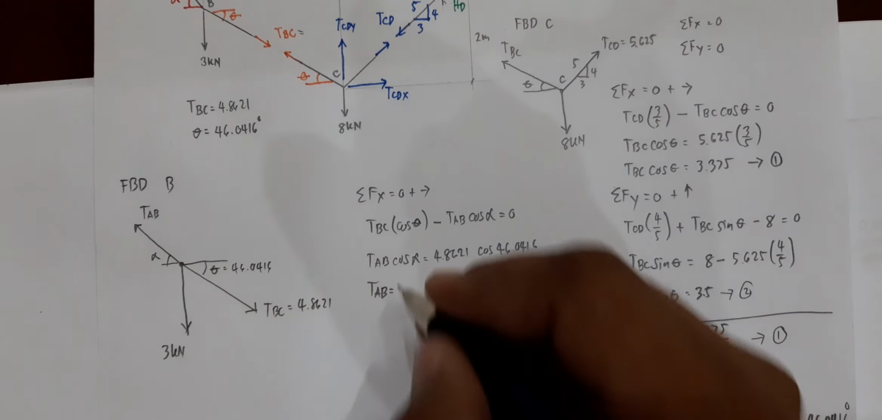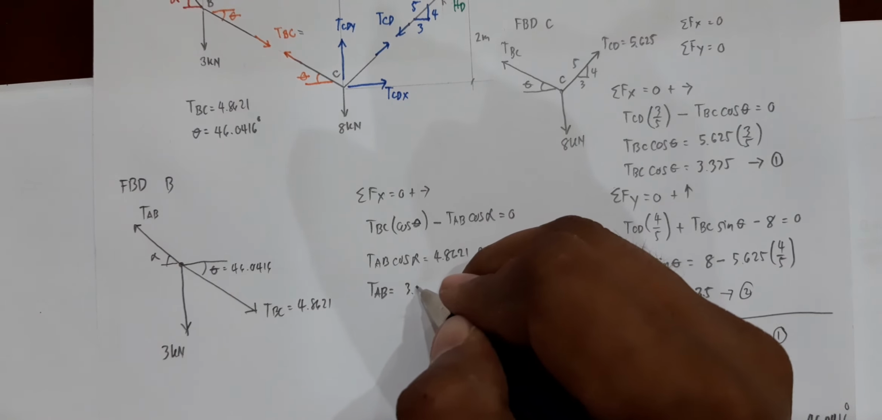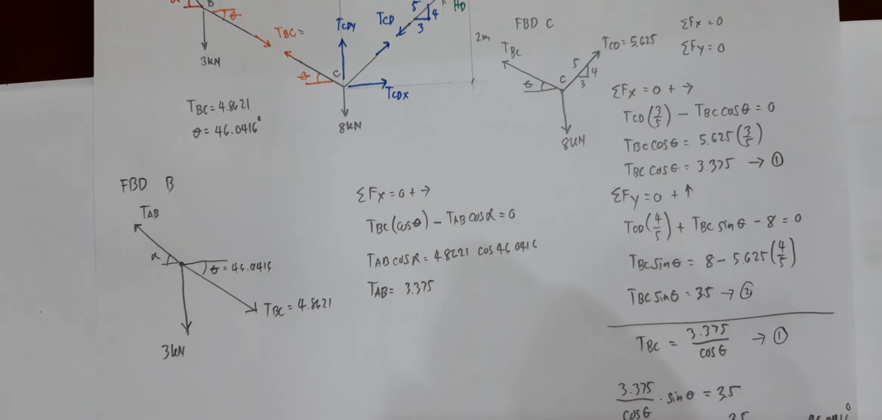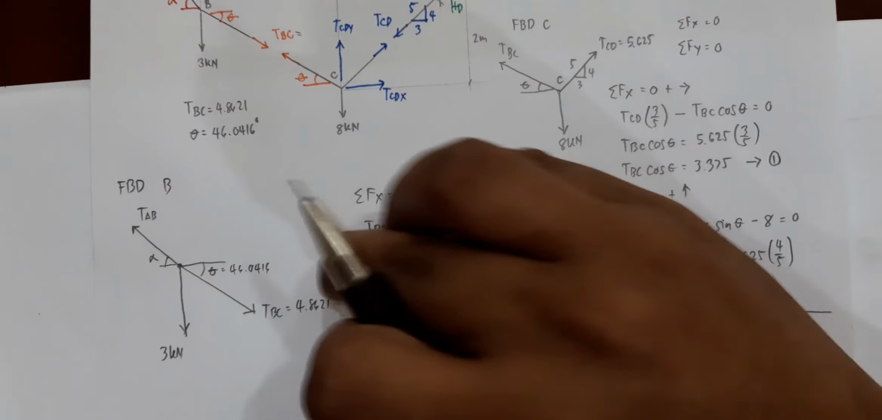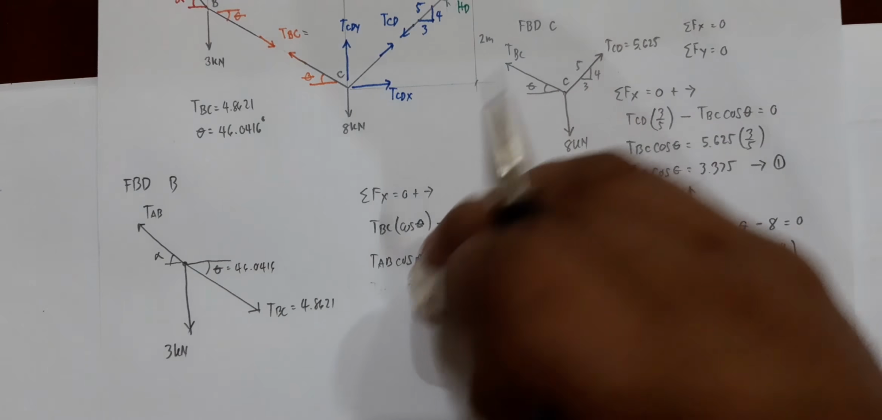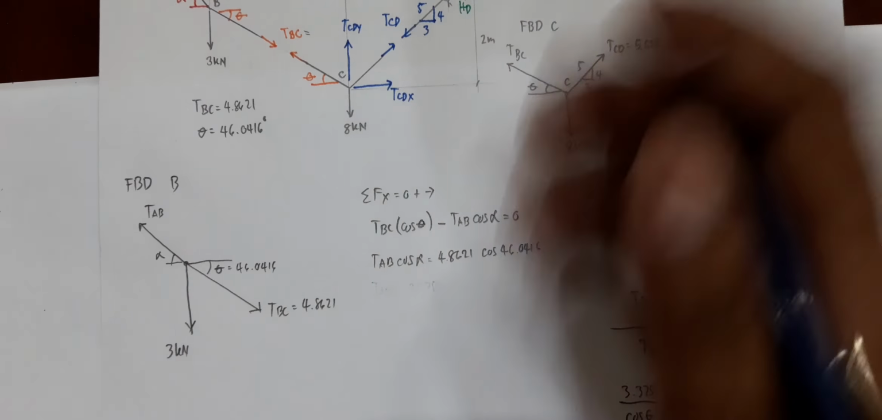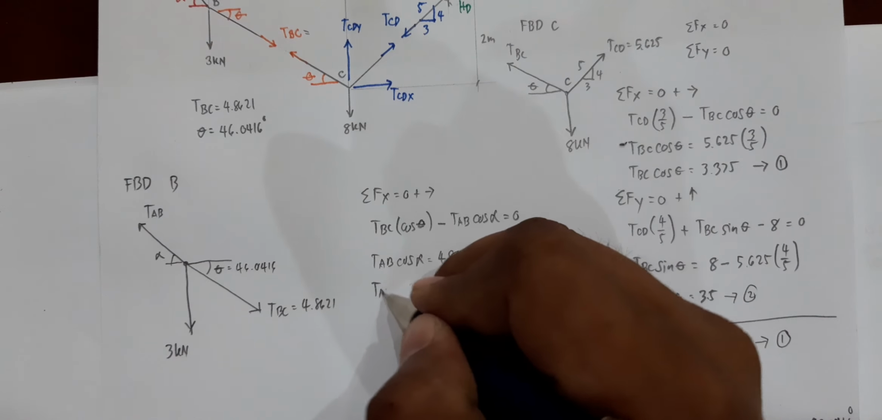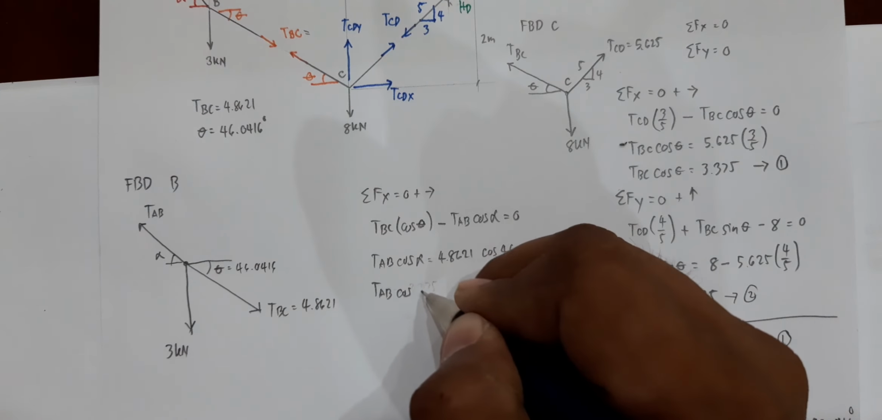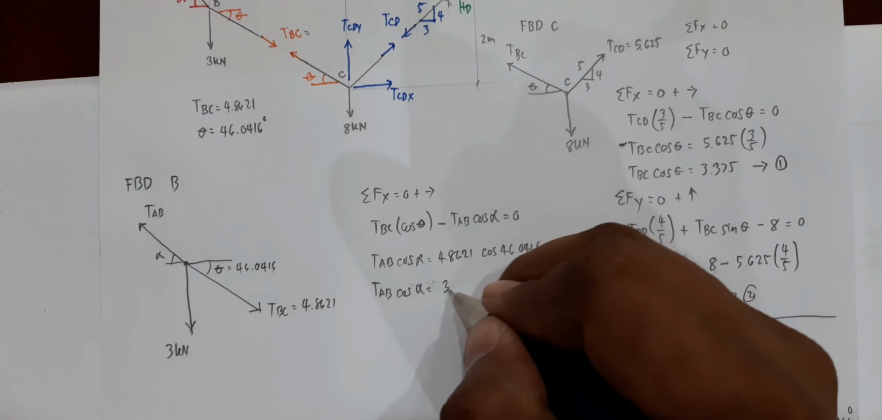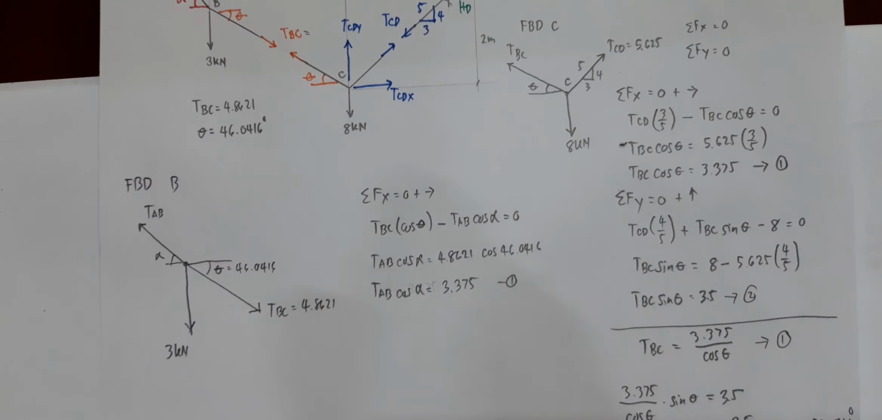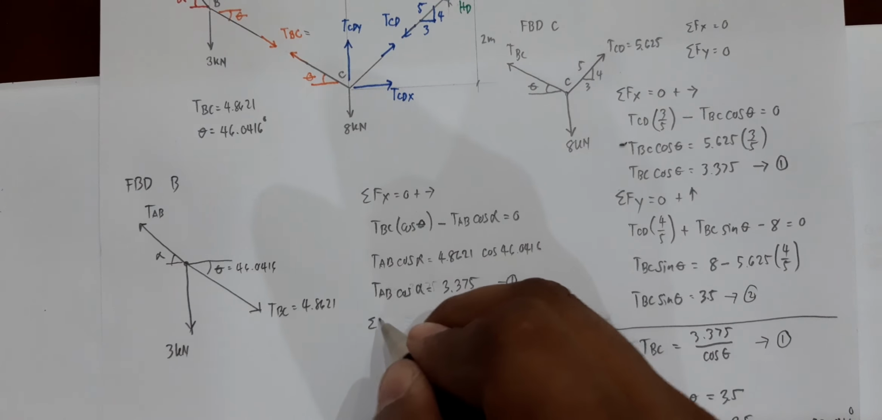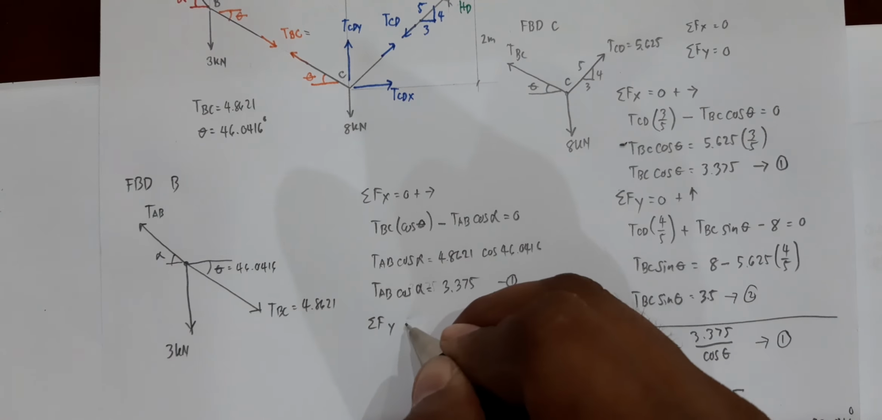So you would have here TAB is equal to 3.375. Okay, that is messed up big time again. Let me rewrite that one. That is TAB cosine of alpha is equal to 3.375. Equation 1.